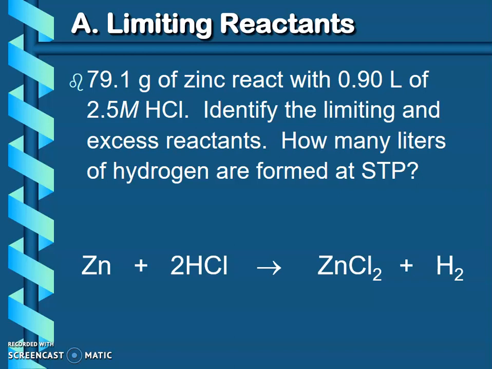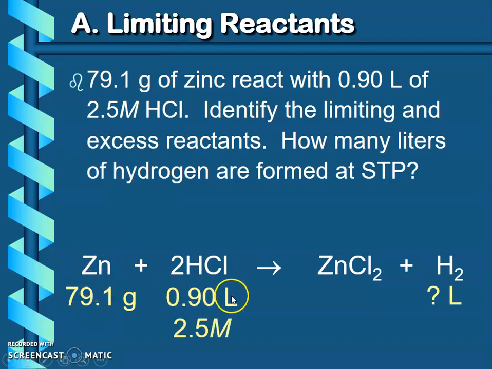Okay, so now under my equation, I'm going to write down my information that I know and identify my unknown. Okay, my unknown is hydrogen because it says how many liters of hydrogen. So that's my unknown, and I know I want the answer to be in liters. Okay, what are some of my known information? Well, I know that I have 79.1 grams of zinc, so I'm going to write that under my zinc. And I know that I have 0.9 liters of hydrochloric acid, and I know that its concentration is 2.5 molars, so that's my molarity there.